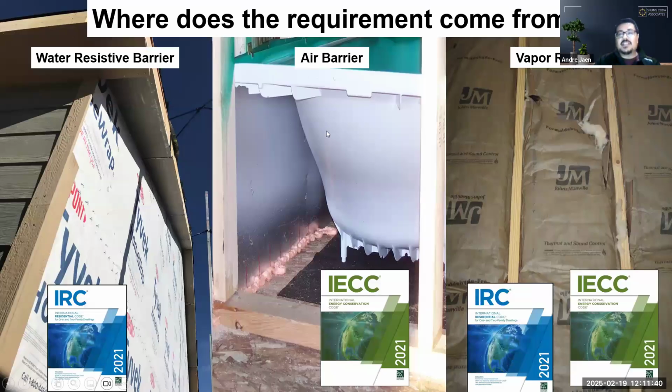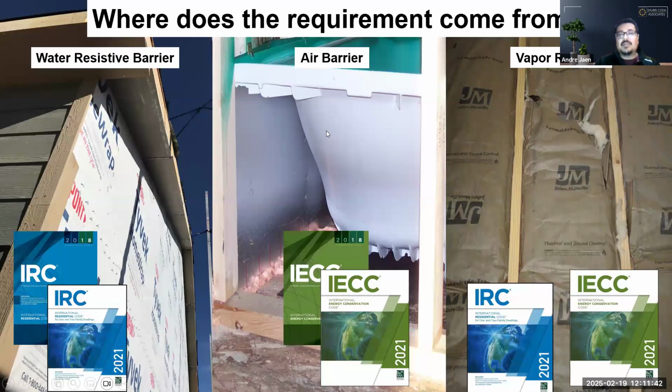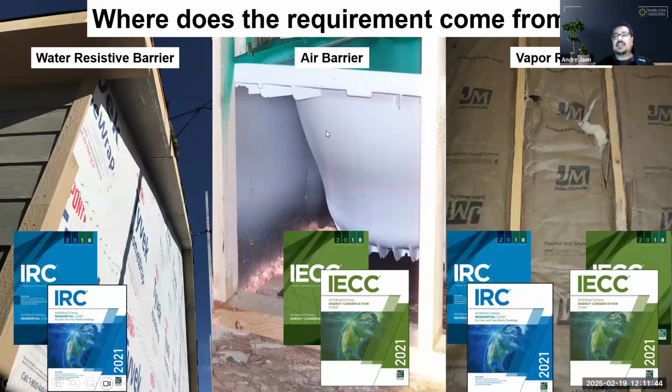So where do these requirements come from, right? And right here, I'm going to highlight for you for the 18s and the 21s, right? The water resistant barrier is coming right out of the IRC, and we're going to talk about Chapter 7. Your air barrier is going to be different. It's going to come out of the IECC because it's part of that thermal envelope requirement. And then your vapor retarder, because it kind of crosses both lines there, right?